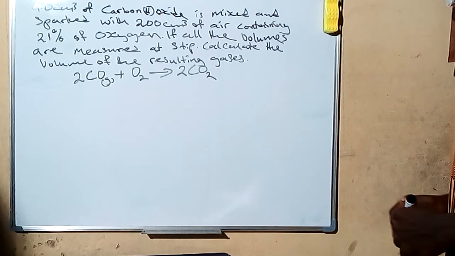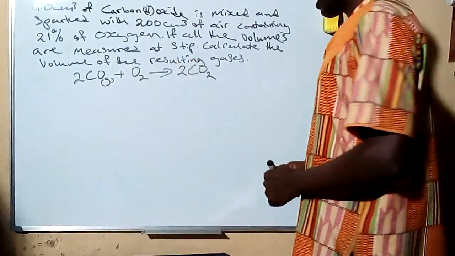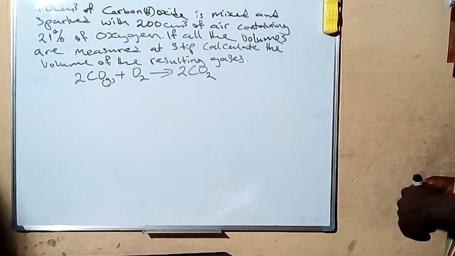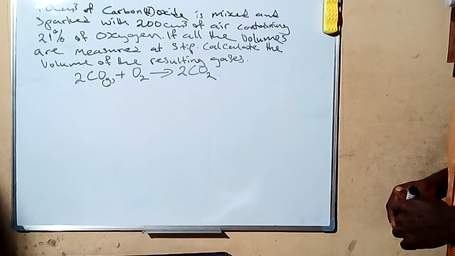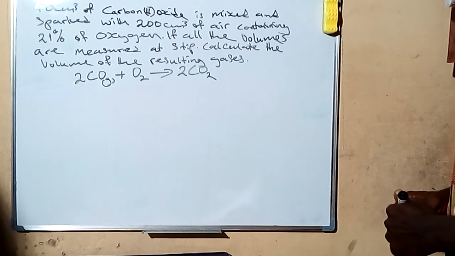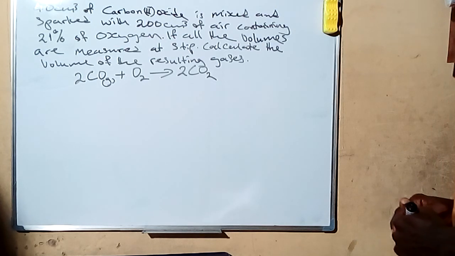Today we are going to look at the calculation that we have on the board that has to do with calculating the resulting gases in a chemical reaction. In this one, the question says 40 cm³ of carbon(II) oxide is mixed and sparked with 200 cm³ of air containing 21% of oxygen. If all the volumes are measured at s.t.p, calculate the volume of the resulting gases.